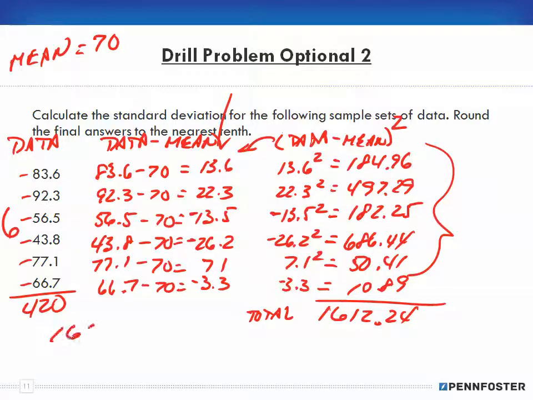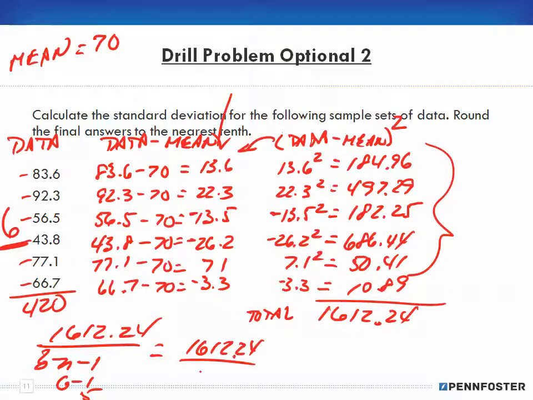So I take my 1612.24, and remember, now you're going to divide it by n minus 1. Well, what is n? n is the 6. So 6 minus 1 means 5. So I have 1612.24, and I'm dividing that by 5. And that gives me 322.448.